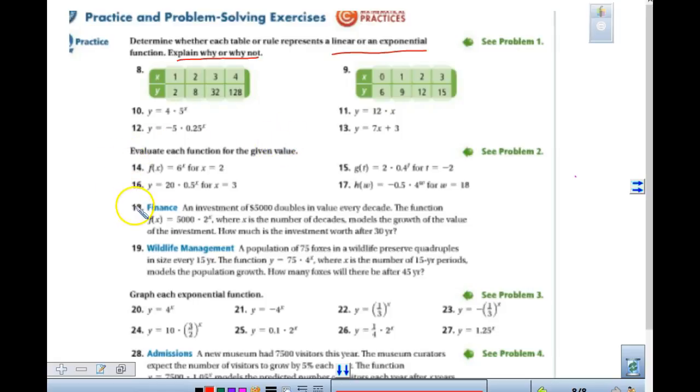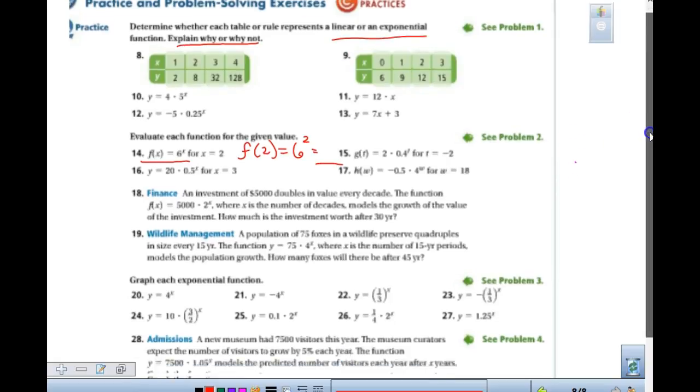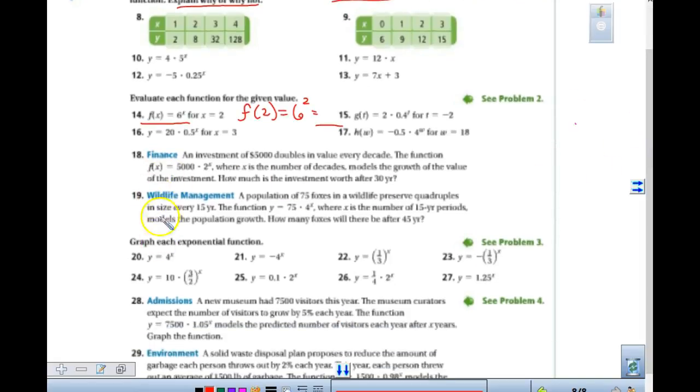When you get down to number 14 to 17, by all means, you could use your calculator, but please write down the problem. f of x equals 6 to the x. Then right behind that, you're going to tell me, oh, f of 2 equals, and f of 2 would be equal to 6 to the second power, and then you'll put your answer, okay? You're going to do the same thing with each of these. My guess is that hopefully before you leave here, you are at least through number 18.